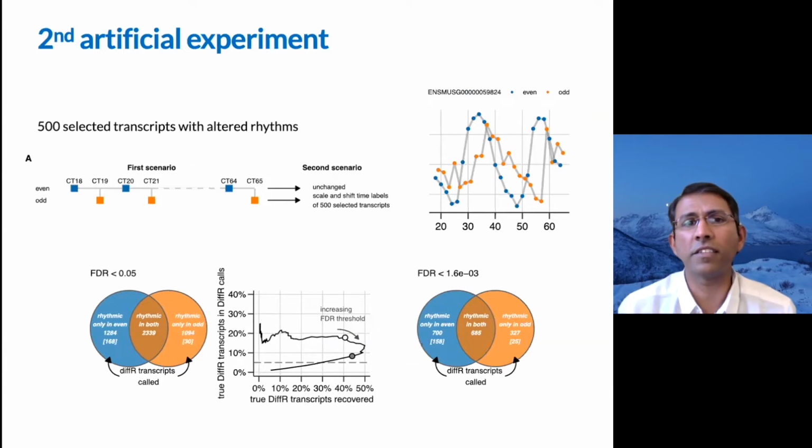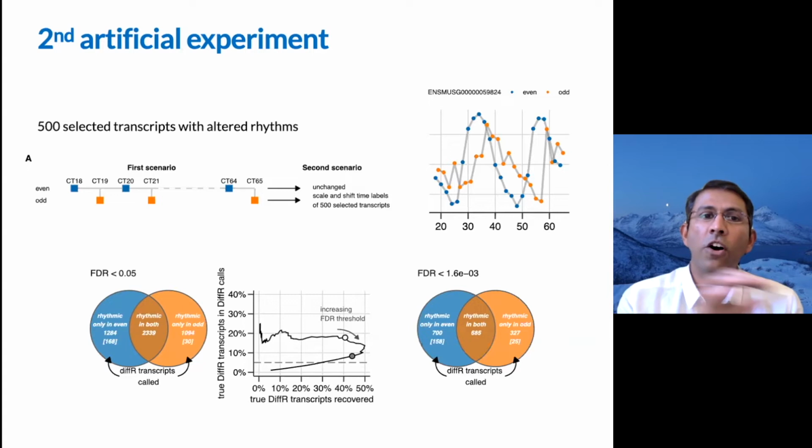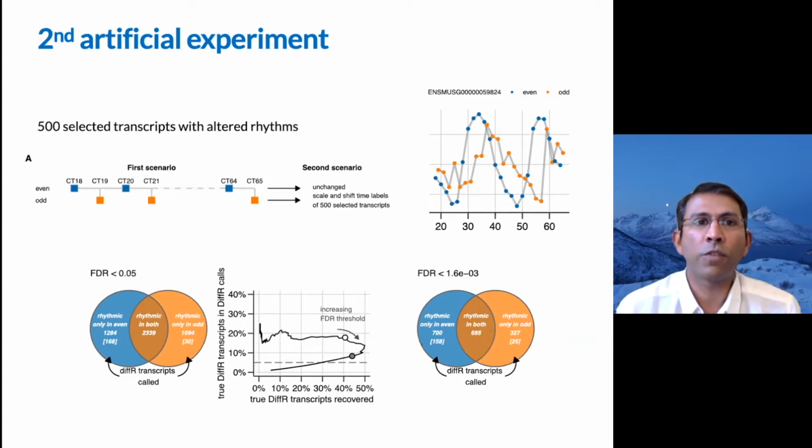In order to complete this analysis, what we did was we took the odd data set and shifted the rhythms of 500 selected transcripts. That is, we changed their amplitude and phase so that we had a known set of true positives in the data. So genes that we know to have altered rhythmicity. And then we redid the Venn diagram approach. So the number of true positives that we recovered correctly are given in the square brackets. And you can see that between them, we only recovered about 200 of the 500, but we still made many false positive differential rhythmicity calls. That is, we called many transcripts to be rhythmic only in the even or only in the odd data set.